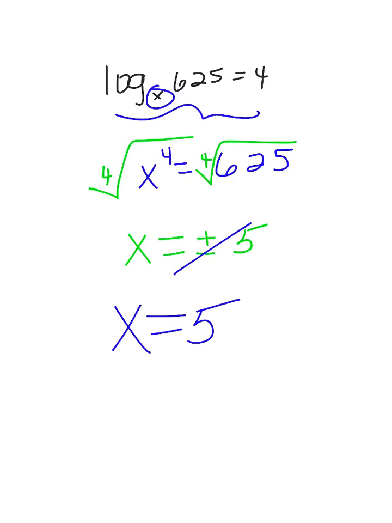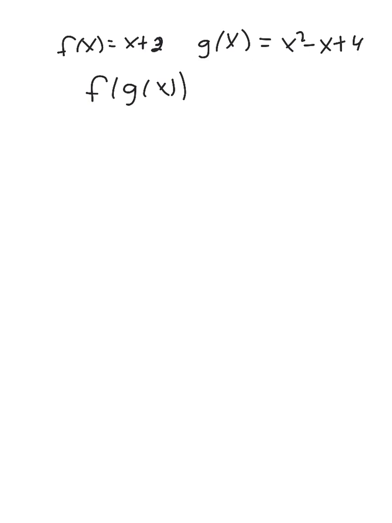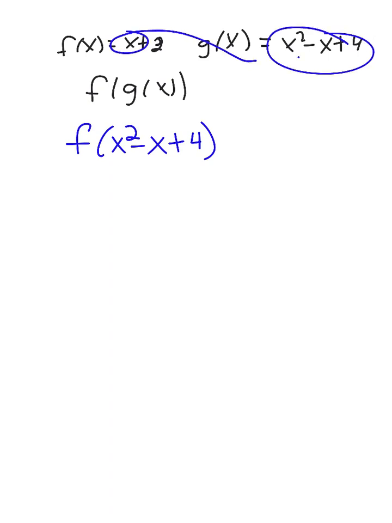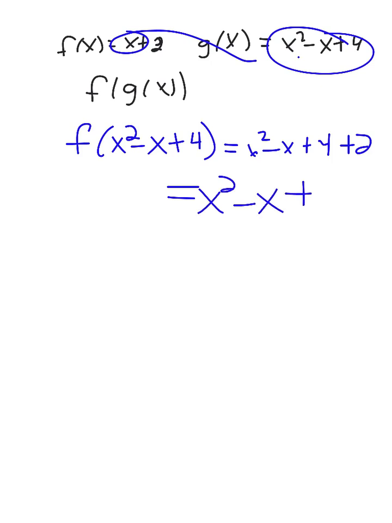Okay, so let's take a look at 4. So number 4 is a composition. We have f of x is equal to x plus 2, and g of x is equal to x squared minus x plus 4. And we're looking for f of g of x. So I'm looking for f of x squared minus x plus 4. So I'm going to take g and plug it in for the x for f. So I get x squared minus x plus 4 plus 2, which is x squared minus x plus 6.